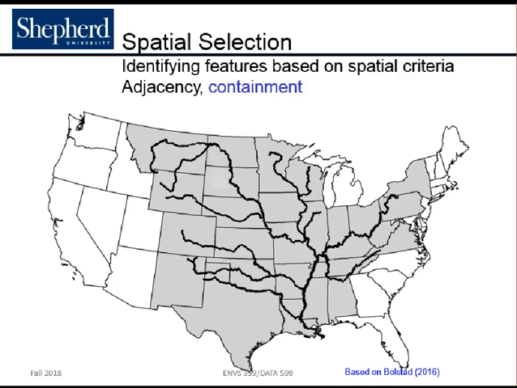Containment is another spatial selection operation. It identifies all features that contain or surround a set of target features. This figure shows a containment selection on the Mississippi River in the United States. All states that contain some portion of the river or one of its tributaries are selected.